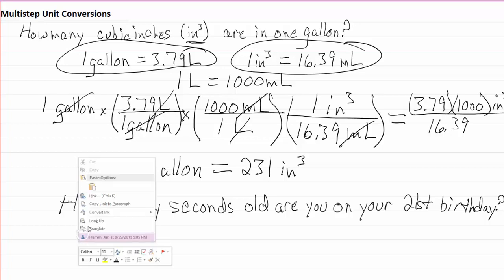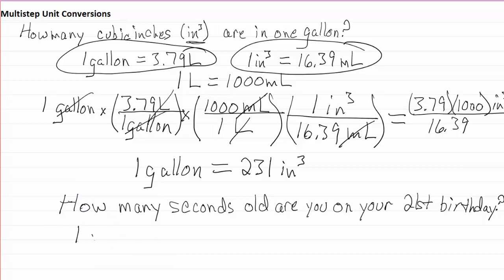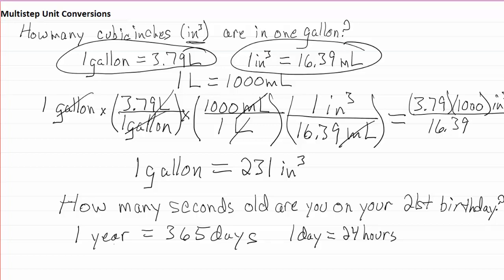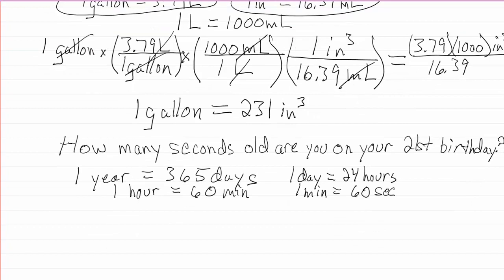So I'll write down some things that we happen to know. One thing we know is that 1 year is 365 days. 1 day is 24 hours. 1 hour is 60 minutes, and I'm just writing MIN for minute, and 1 minute is 60 seconds. And so we can figure this out here. I'll probably have to use scientific notation when I'm done.